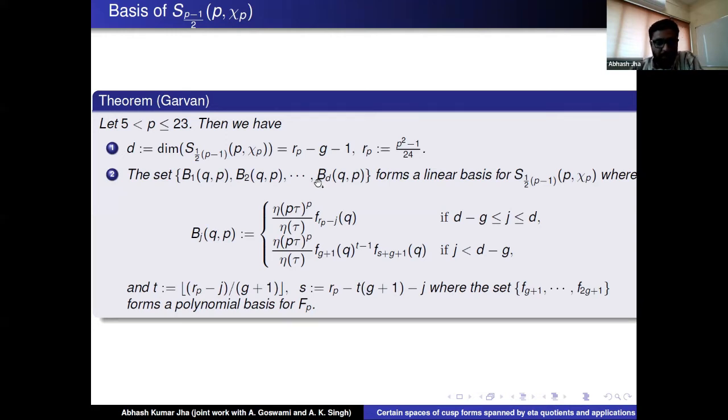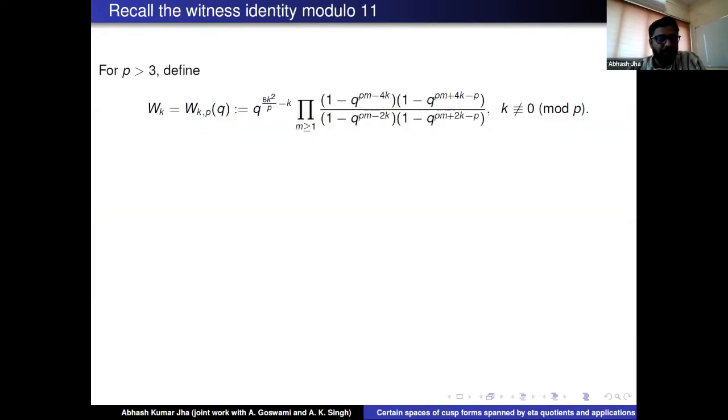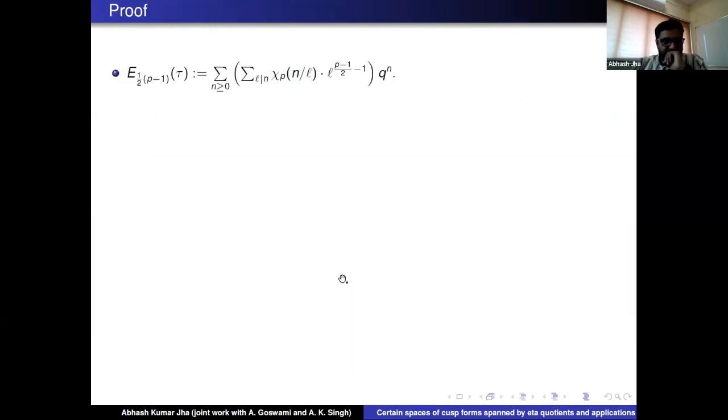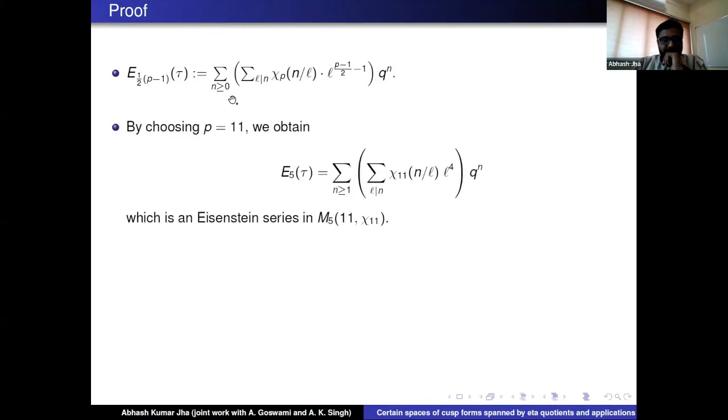Okay, so now I'll just recall the witness identity which we want to prove first. So this is the expression. Let us start. Consider this Eisenstein series which I have defined earlier. If I take my P to be 11, I'll get E5. This is the Eisenstein series E5, and this is a modular form of weight 5, level 11 with this character chi11.